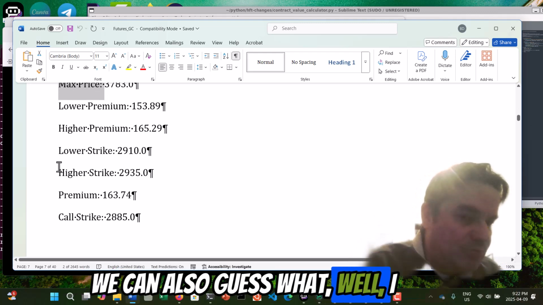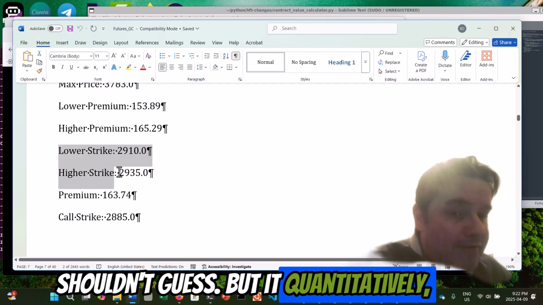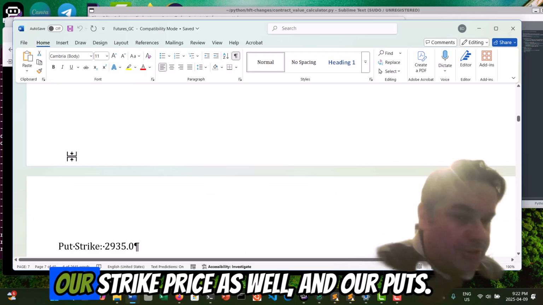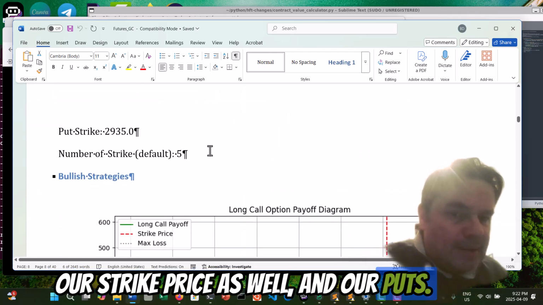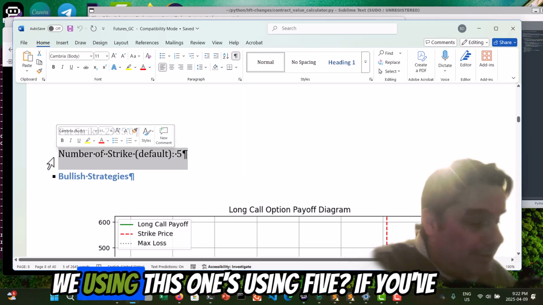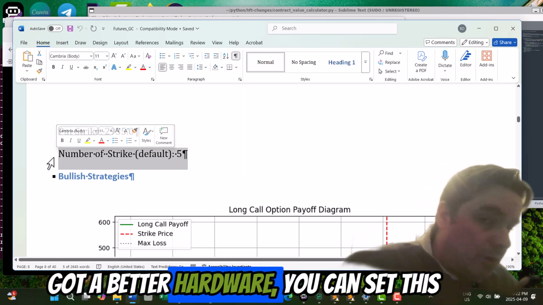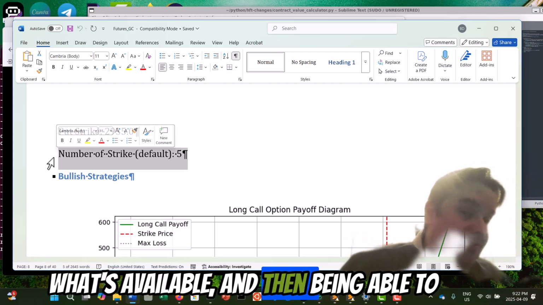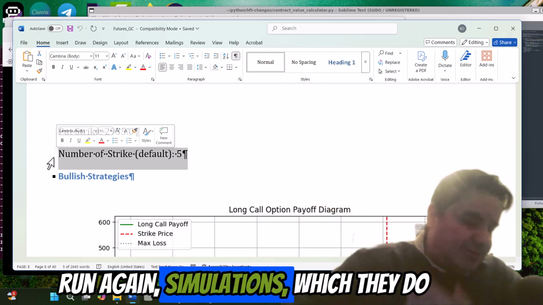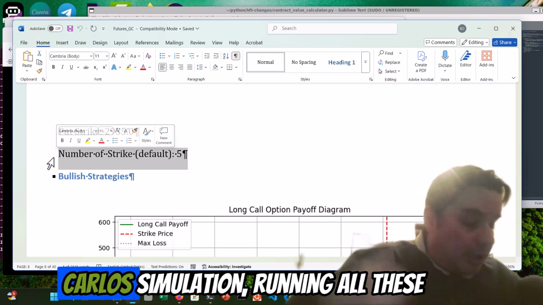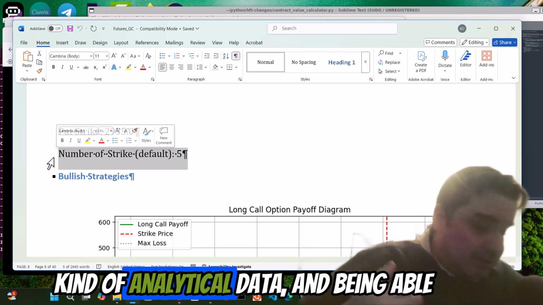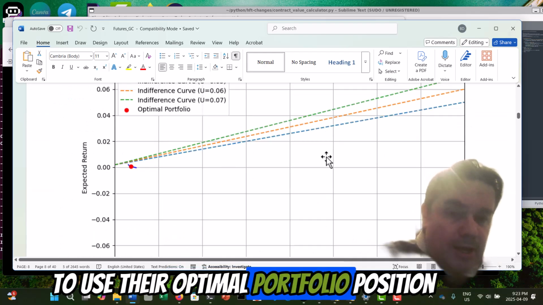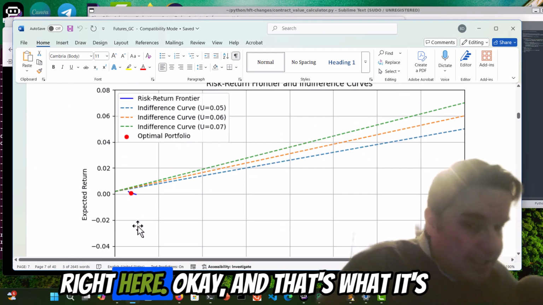We can also, well, I shouldn't guess, but quantitatively figure out what the lower strike and higher strike should be, our premium, our strike price as well, and our put. Okay. And then how many strikes are we using? This one's using 5. If you have better hardware, you can set this up with as many strikes as you want or what's available, and then run simulations, which they do through the equivalent of Monte Carlo simulation, running all this analytical data and being able to choose their optimal portfolio position right here.